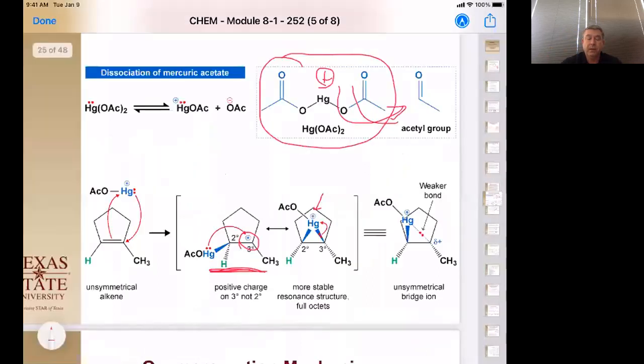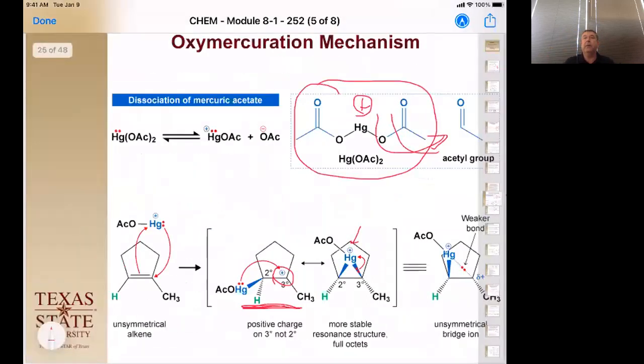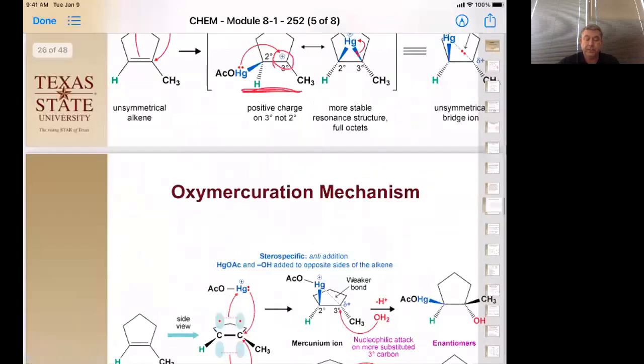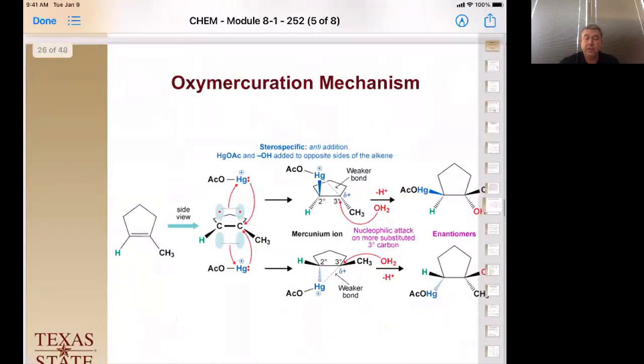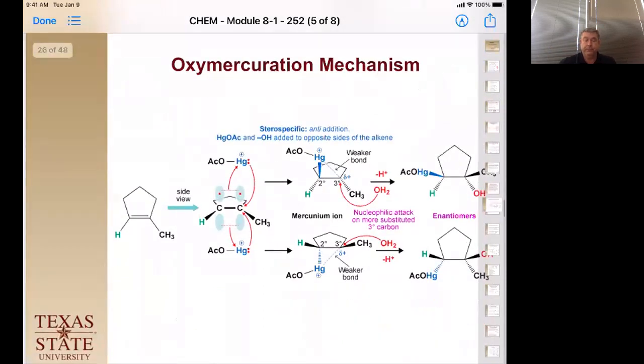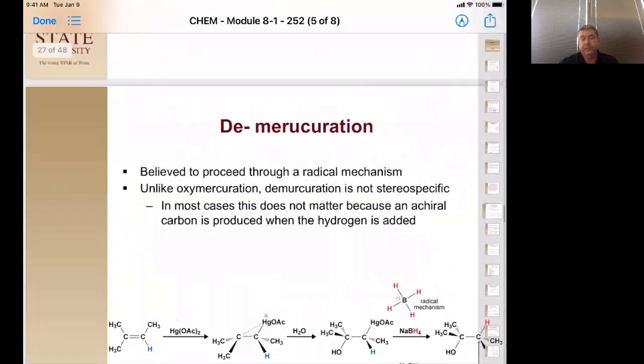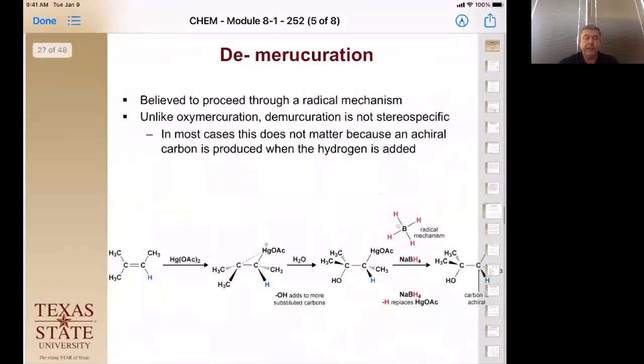It's like, well, gosh, mercury is toxic. Why would we use this instead of the other one that already gives us the more substituted one, the acid catalyzed hydration? Well, we can use it to our advantage in certain situations. Okay, I already talked about that. Sorry, I skipped a slide.